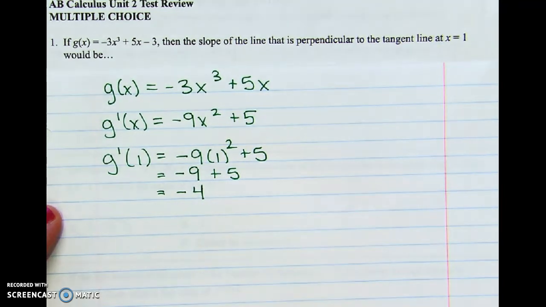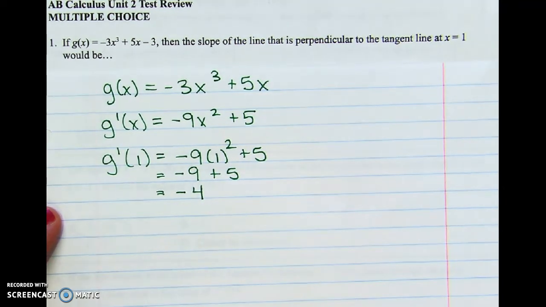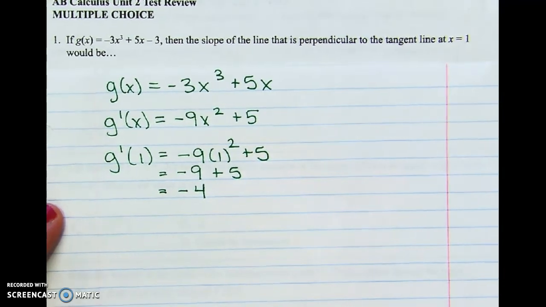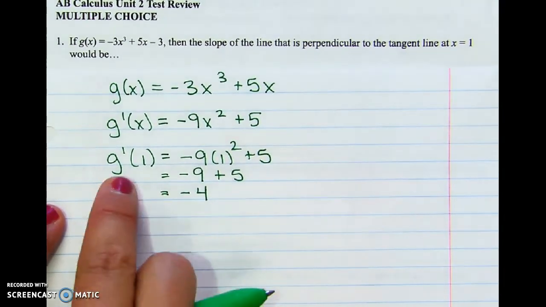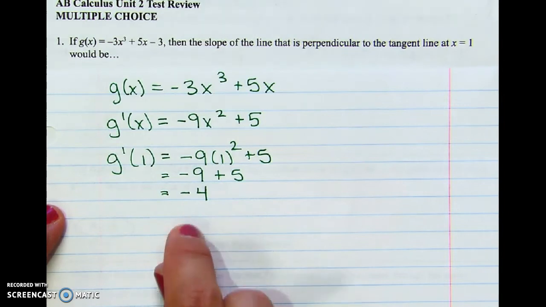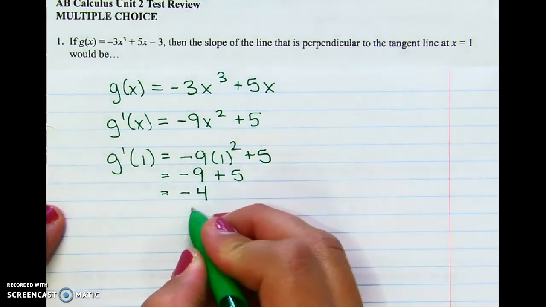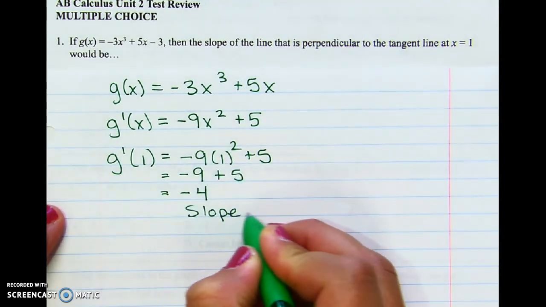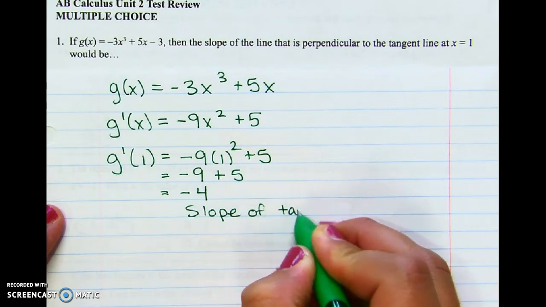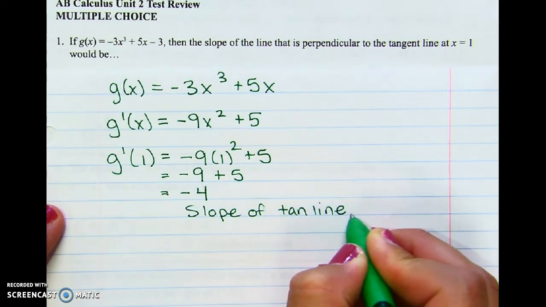Now, ask yourself, what is this number? I should know this number. I should know what g prime of 1, what does this mean? A slope of what?